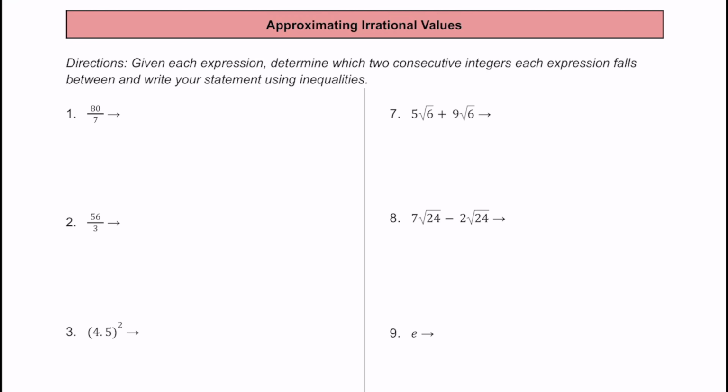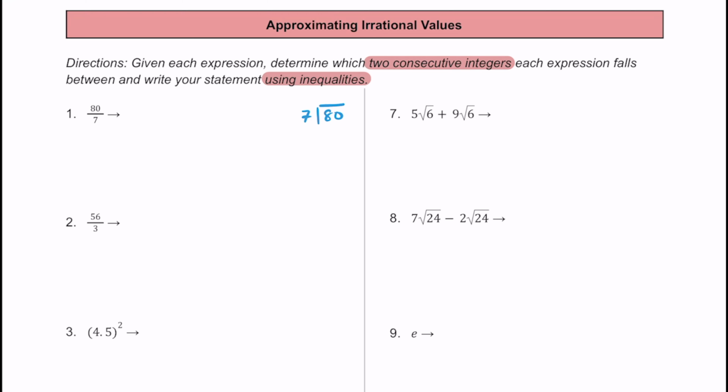Let's practice approximating some irrational values together. For each of these given expressions, we're going to figure out which two consecutive integers each expression falls between, and we're going to write our statement using inequalities, so using less than and greater than. For number 1, we have 80/7.